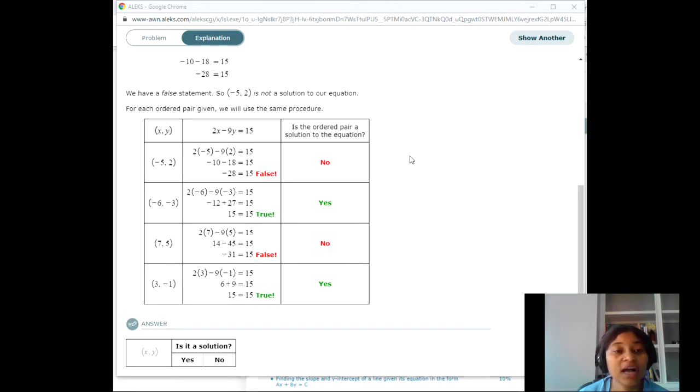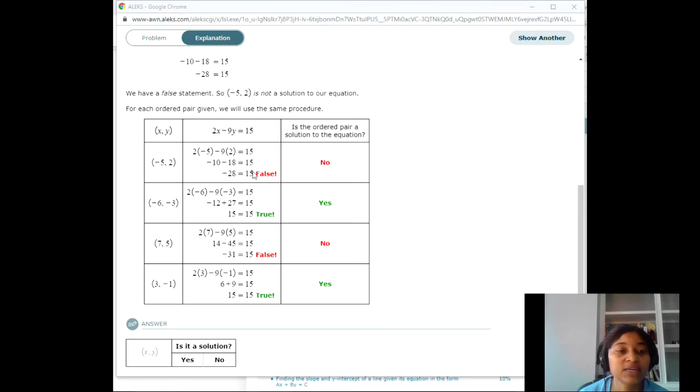So here, what they did is just like I said, they put the -5 in replace of the x, and they put a 2 in replace of the 5. So they said 2 times -5 equals -10. And then here, 9 times 2 equals 18, brought down a negative sign. And then we have equals 15. So we have -10 minus 18 equals 15.